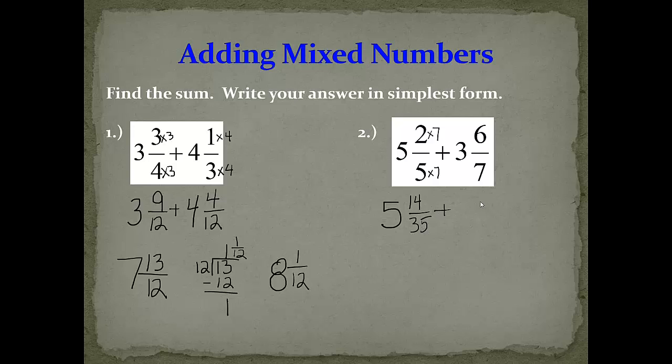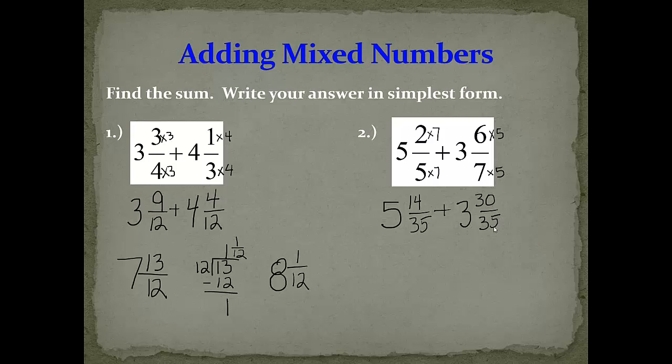And now we're going to add our second mixed number. Our denominator for our second mixed number is 7, so we're going to multiply that by 5. We'll also multiply the numerator by 5. Our whole number will stay the same, so we still have our 3, and then 6 times 5 is 30, and our denominator is 35.